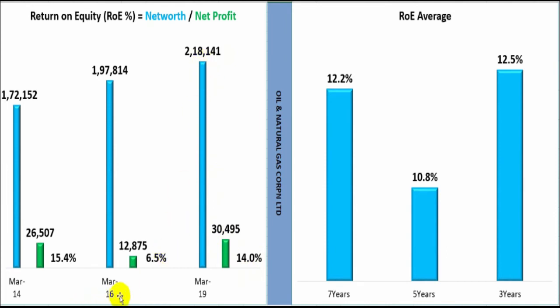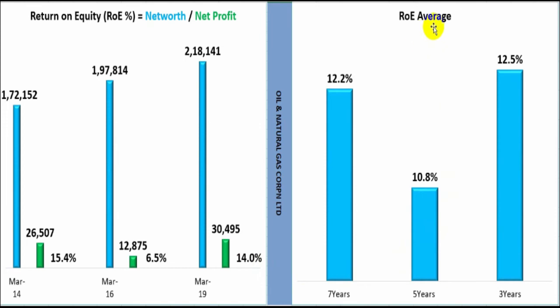In March 16, it was low at 6.5%. On a total net worth of 1,97,000, the company's profits were just 12,875 crores. And in 14, it was above 15%. So the company has managed to increase its ROE in March 19. We need to look at future years to see what kind of return it generates on the shareholders' money. We want to see at least 15% and above ROE in each year.